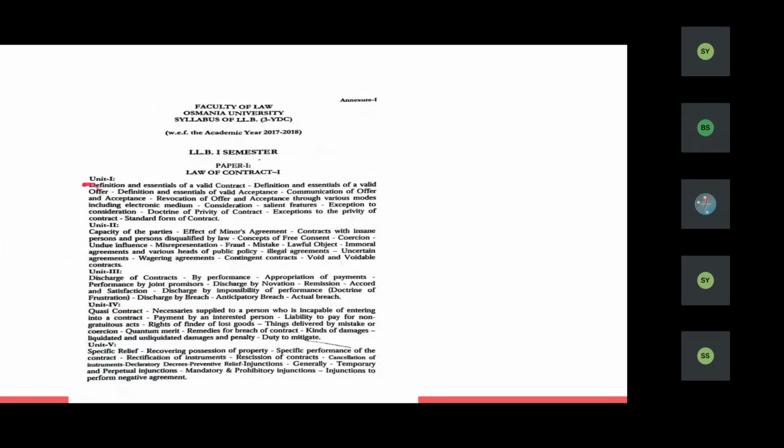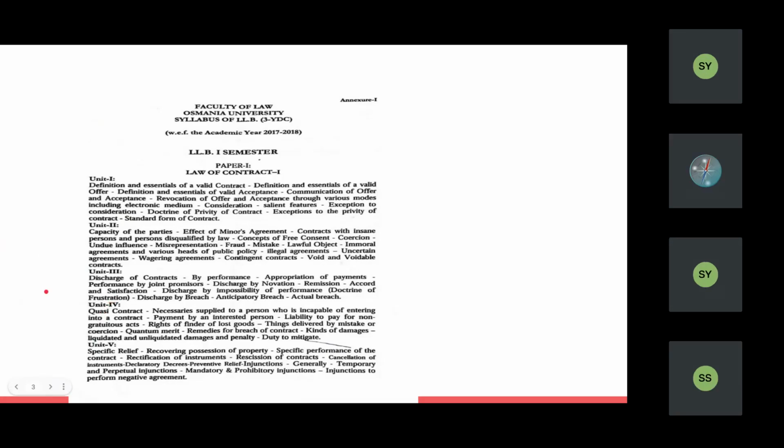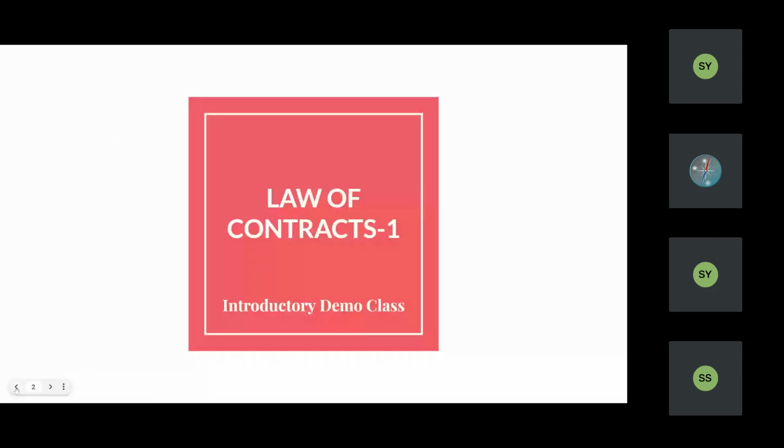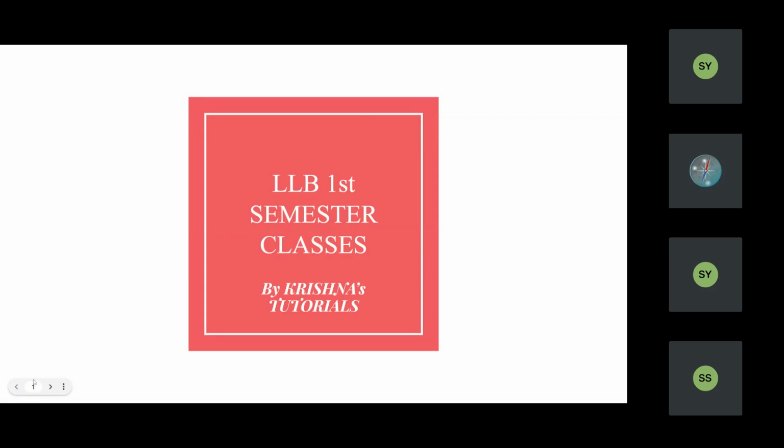So these are the 4 chapters dealing with the Indian Contract Act 1872, which we are going to deal with. We are particularly going to deal with the important questions, which are repeatedly asked in the semester exams conducted by Osmania University. So let us understand this.